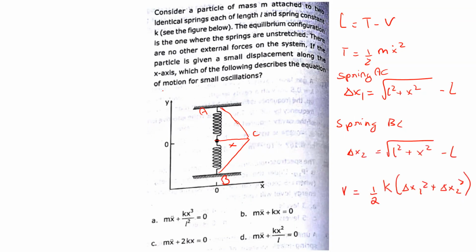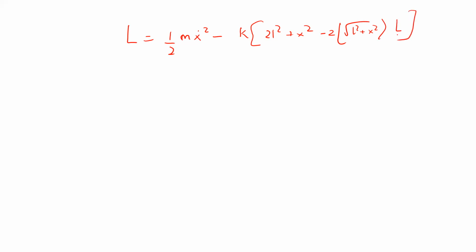So the Lagrangian for the system, when you substitute this T and V, is half m x dot squared minus k times 2L squared plus x squared minus 2 square root of L squared plus x squared multiplied by L. This is the Lagrangian, and this is the Euler-Lagrange equation that you have to solve for the equations of motion.